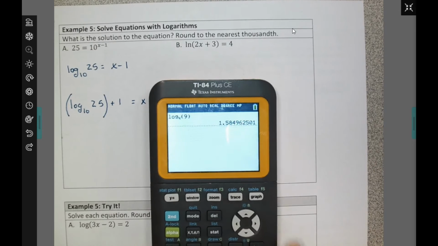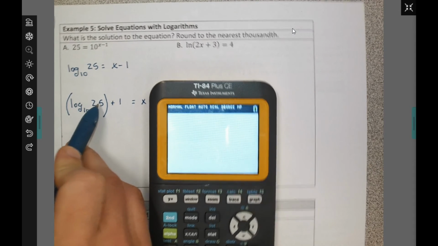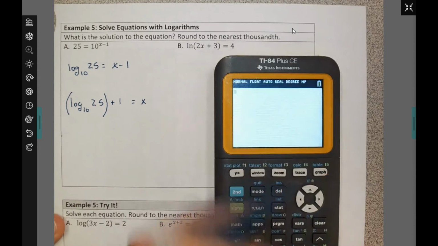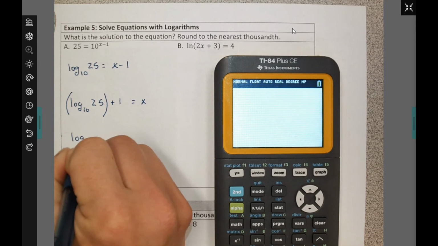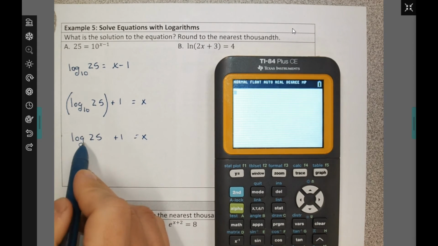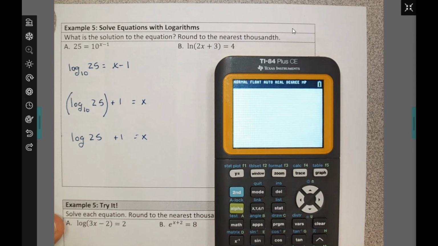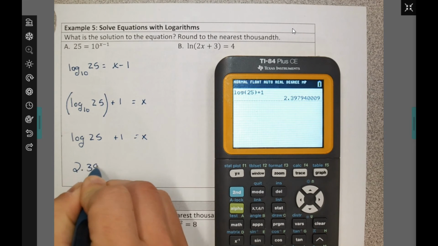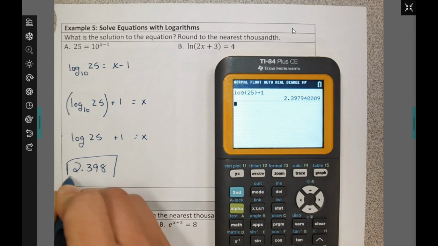Realize that that log is 1 part. So when I plug this into the calculator, I need to make sure I take the log of 25 and then add 1 on the outside. Since I have base 10, when I plug this in the calculator, I only need to do log 25 plus 1, because base 10 is the same as log. So on my calculator, I go log 25, close parentheses, plus 1. We're going to do the nearest thousandth this time, so that's the third decimal place. So that gives me 2.398 for x.